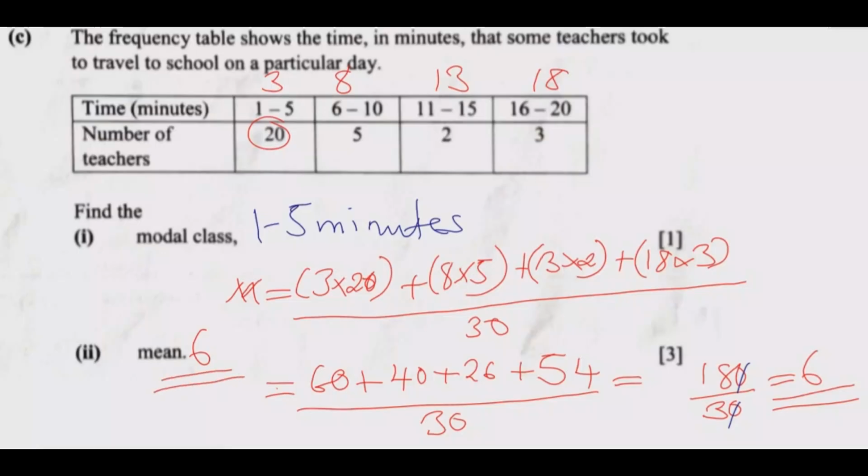The mean is 6. Okay, so if you have got questions, you can ask in the comment section. Basically, this is how you find the mean of the given grouped information or data.